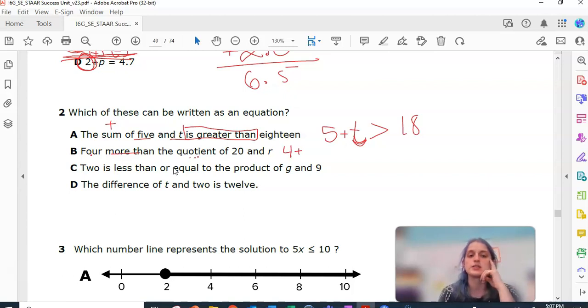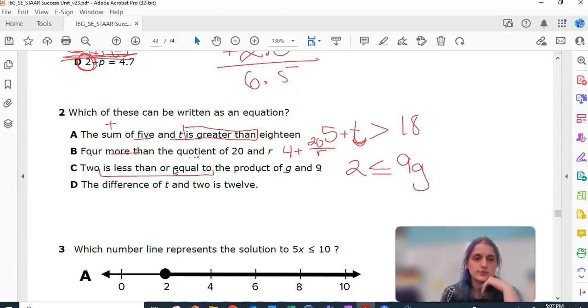For more than, the quotient means the answer to a dividing problem, of 20 and r. So the problem is 20 divided by r. We're going to add 4 more than that. 2 is less than or equal to the product, which means the answer to a multiplying problem. I'm going to be multiplying g and 9, and I'm actually going to write it this way because in algebra, numbers are more important than letters, and they come first. Last one, the difference means I'm subtracting, of t and 2, t minus 2, is means equals 12.